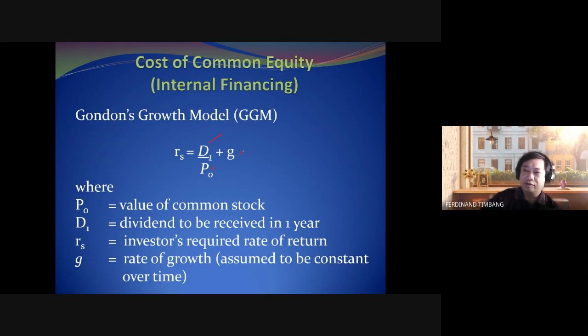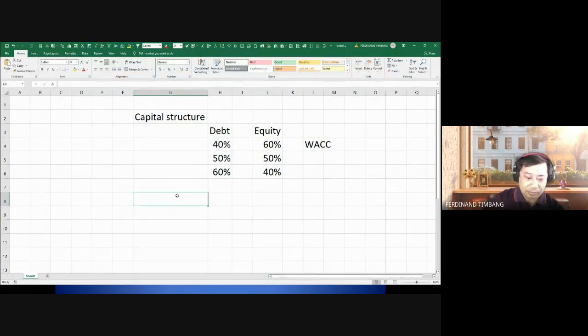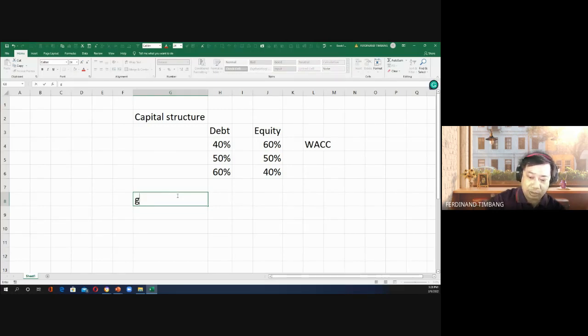Okay, for the Gordon's growth model, the formula will be D1 all over PO plus G. So the D1 stands for the dividend to be received after 1 year. Then the PO is the price of the stock at the time you bought the stock. And the G is the growth rate. So the G should be assumed to be constant over time. So anyway, what is the formula for G? Dapat alam nyo rin to.